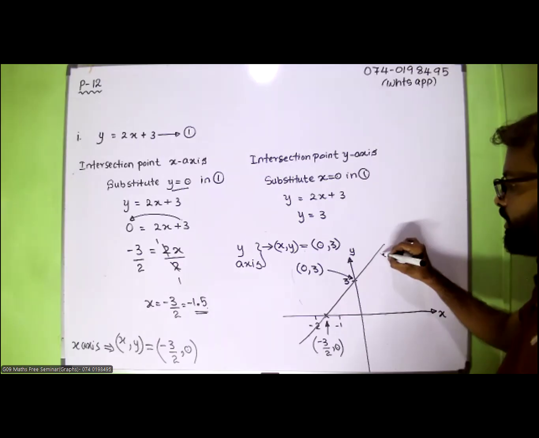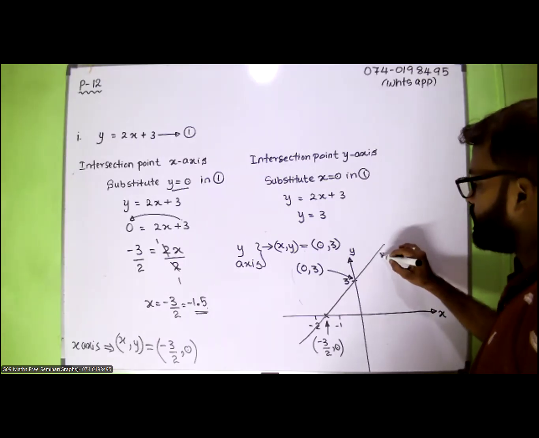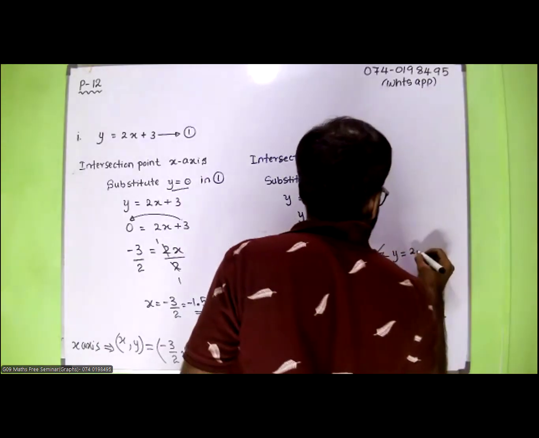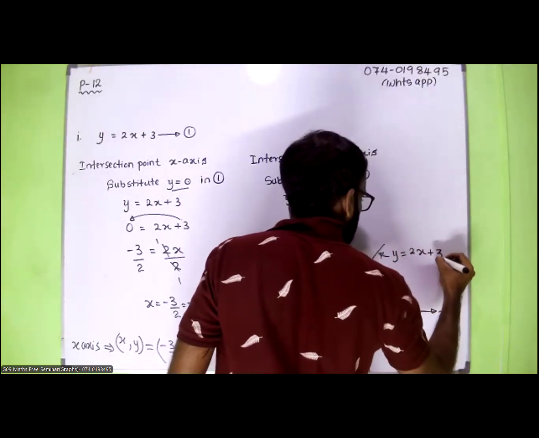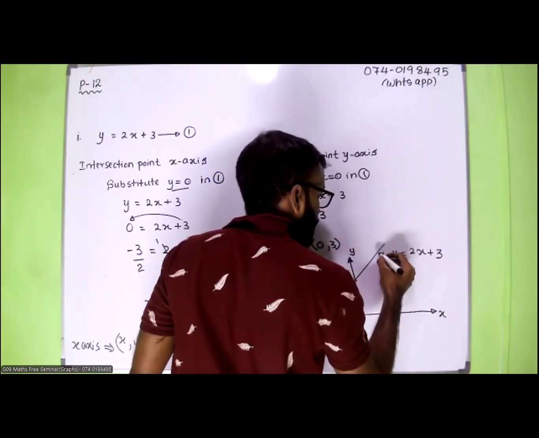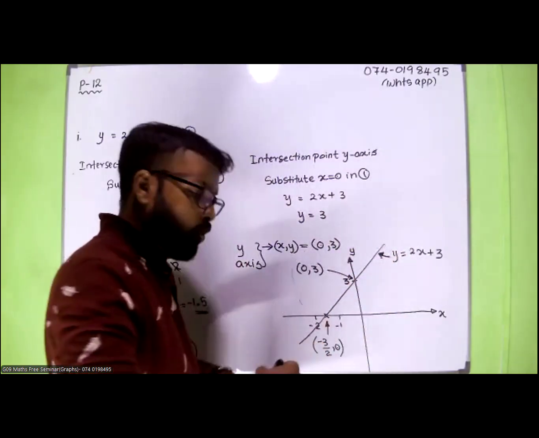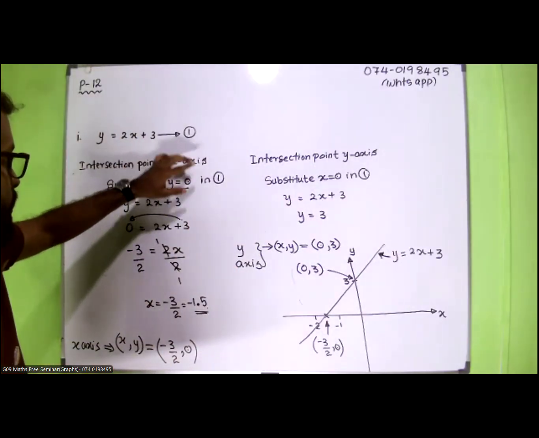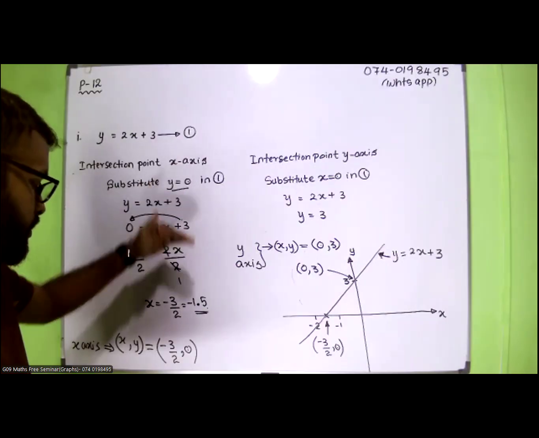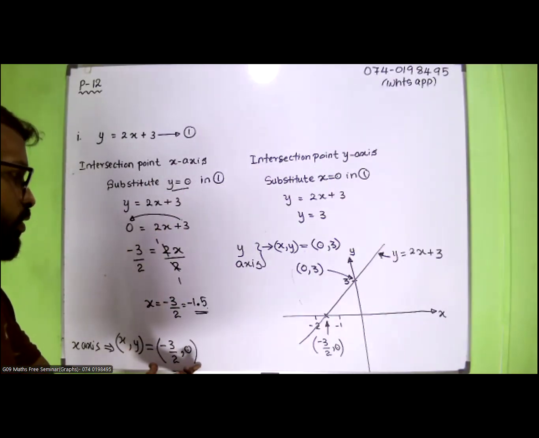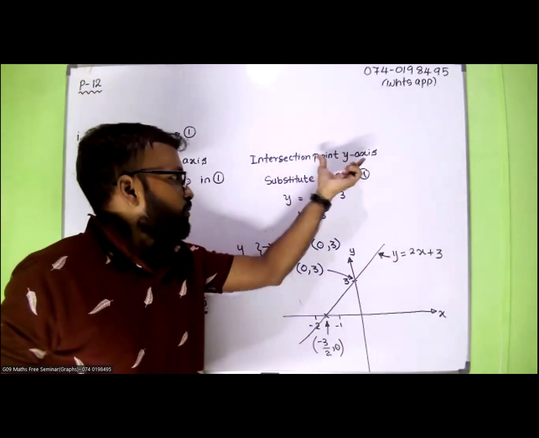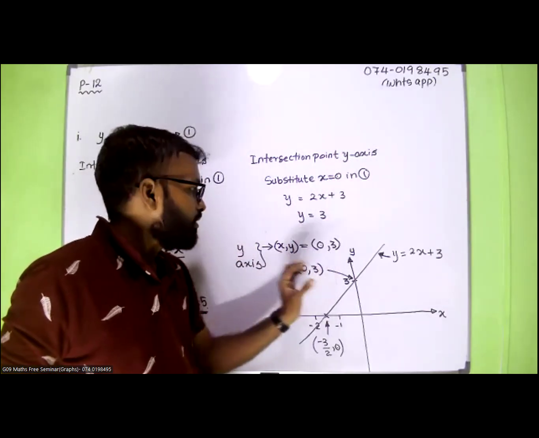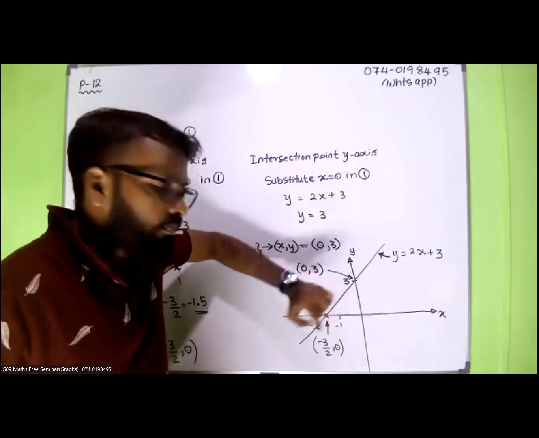So you can say this is your y equals 2x plus 3 graph. First of all, for the intersection point of the x-axis, substitute y equals 0, then find the x coordinate. Then for the intersection point of the y-axis, substitute x equals 0 in the function. Then find y.